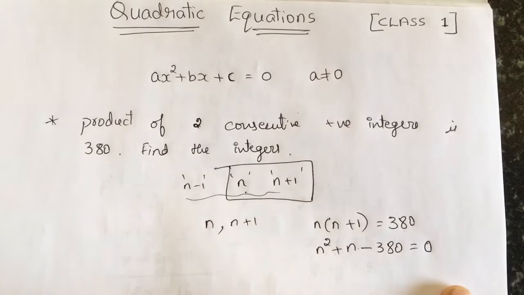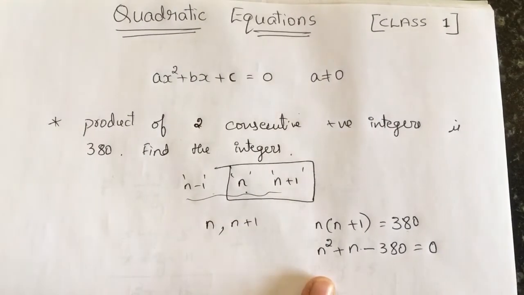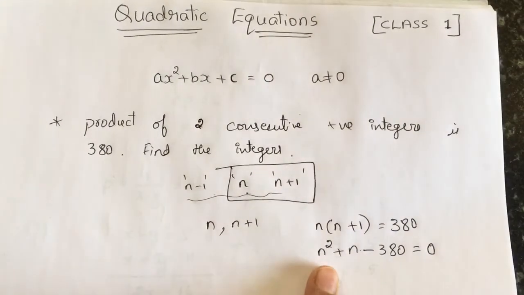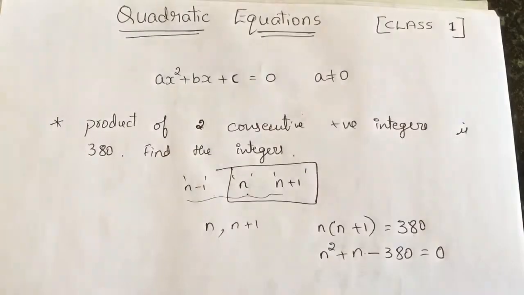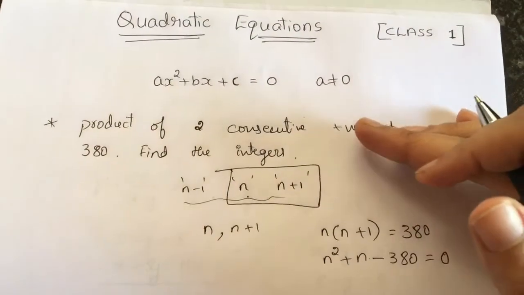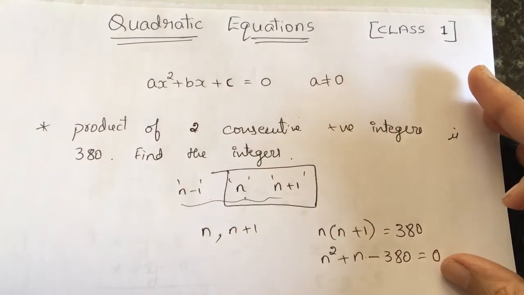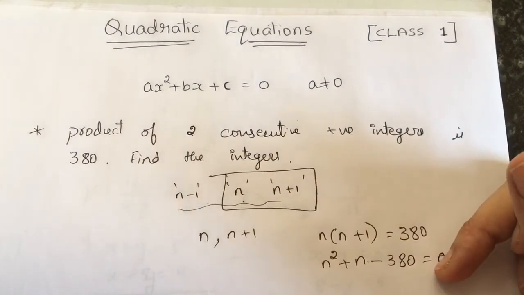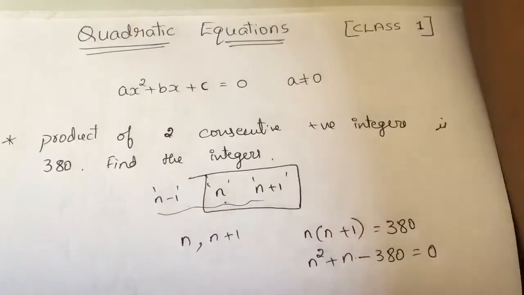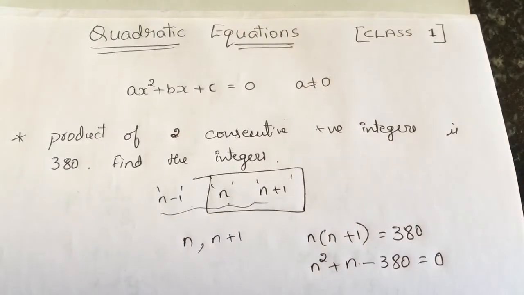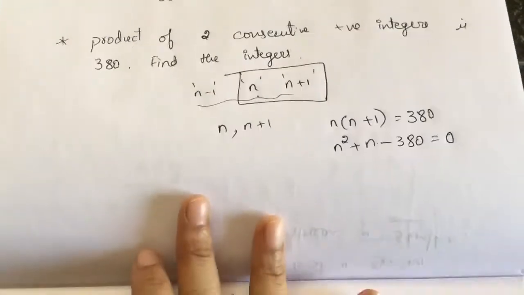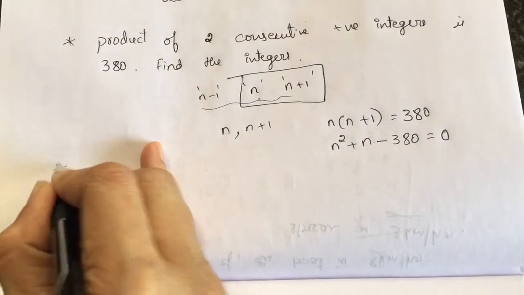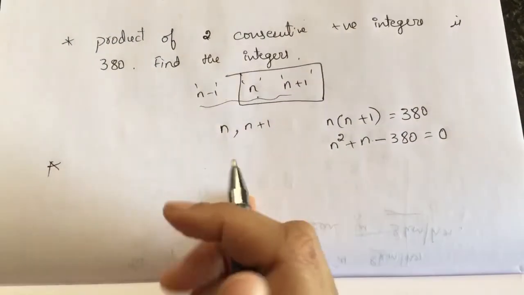This is again a quadratic equation, right? So I need to solve this. This is one such situation where I'm getting a quadratic equation. I'm rewriting a situation into a quadratic equation, and then I have to solve it to calculate the integers. And suppose the second situation is like this.